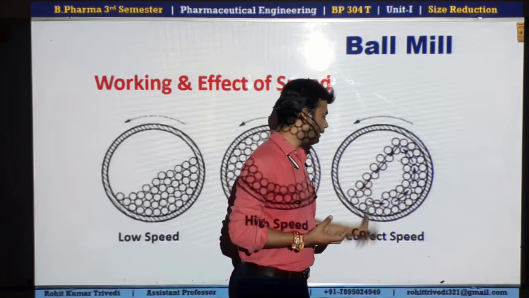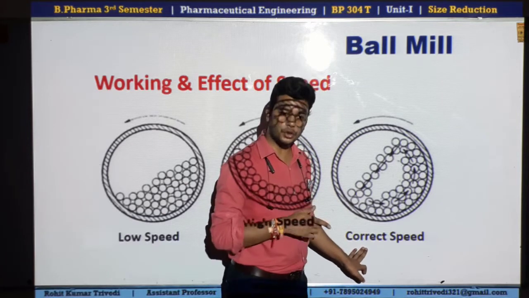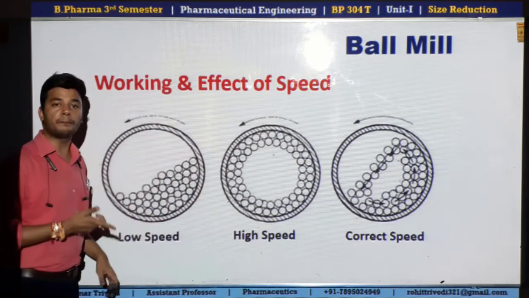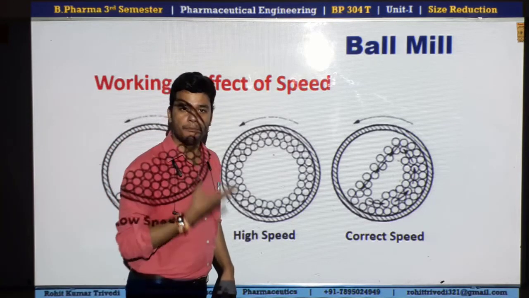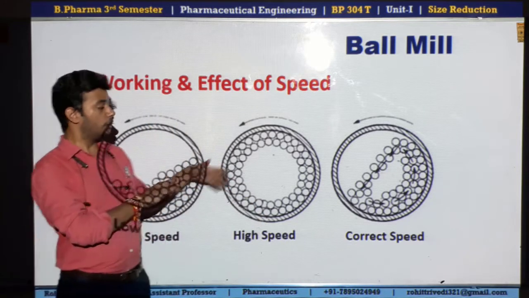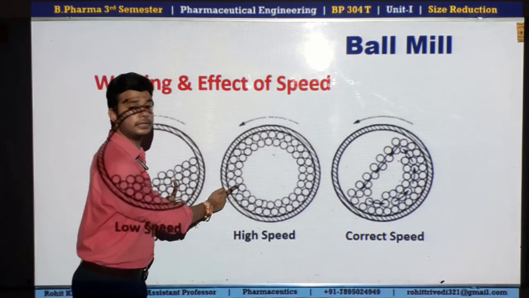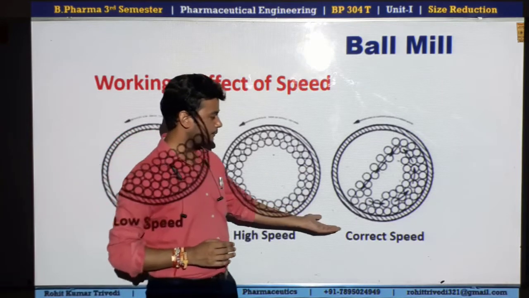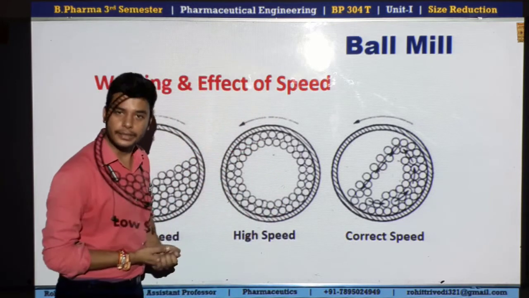Okay, and the proper size reduction will occur at the optimum speed or the correct speed. So it is very important for us to identify the correct or optimum speed for increasing the efficiency of a ball mill for the process of size reduction. Okay, the low speed is not suitable, and very high speed is not suitable. We are required to identify a state that is between these two speeds, the low speed and the high speed. There will be an optimum speed that will be responsible for the optimum size reduction.